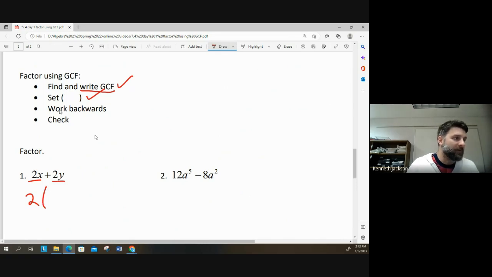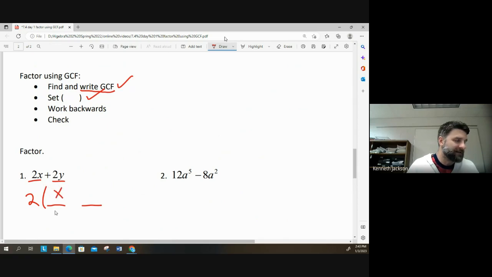Now I need to work backwards, because whatever I put in here in the parentheses, when I multiply, I would need to end up right back where I started. So you have to ask yourself, and this is the working backwards part, what could you put here that when you multiplied it by 2, you would have 2x?